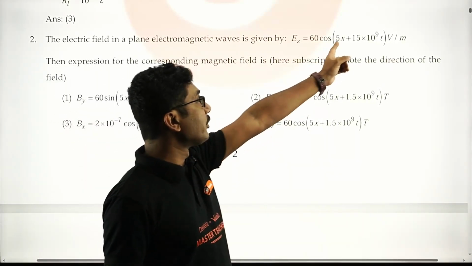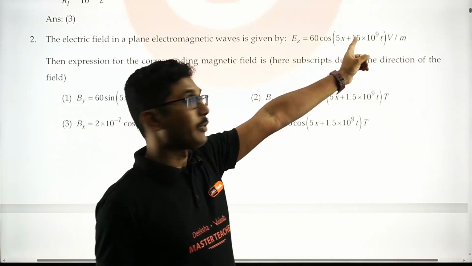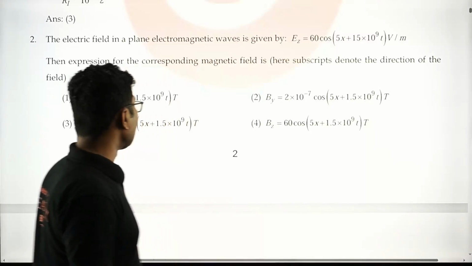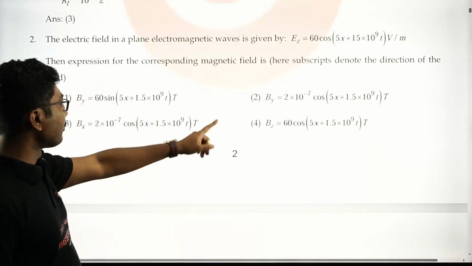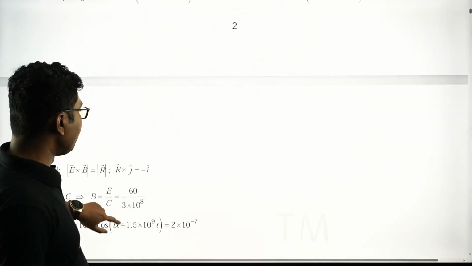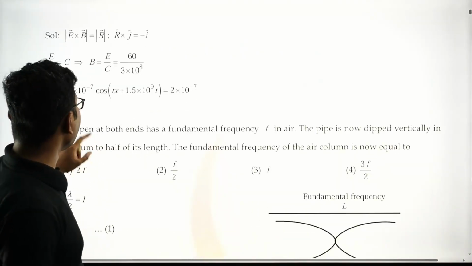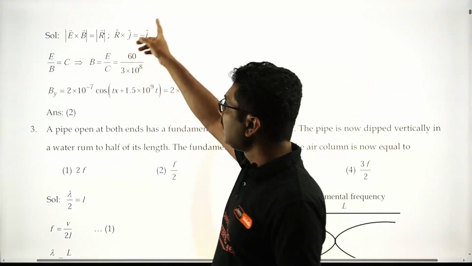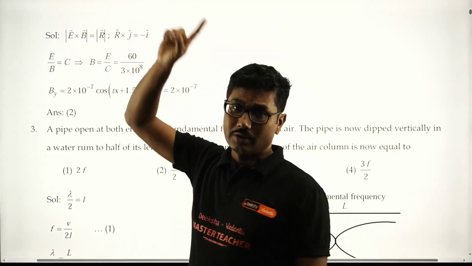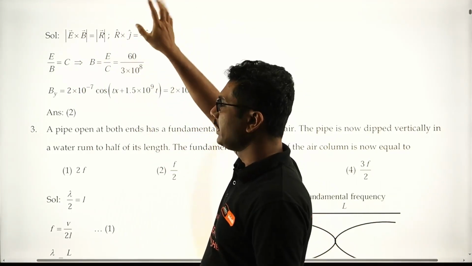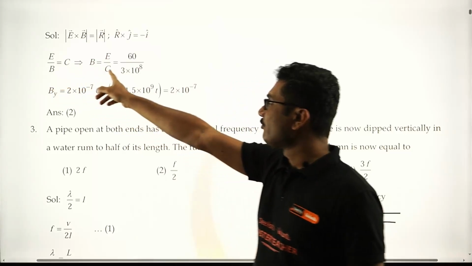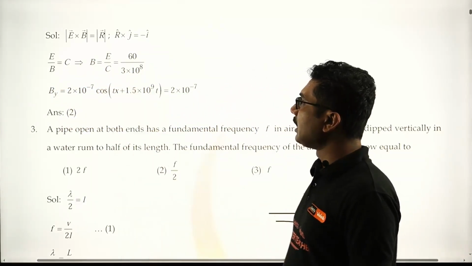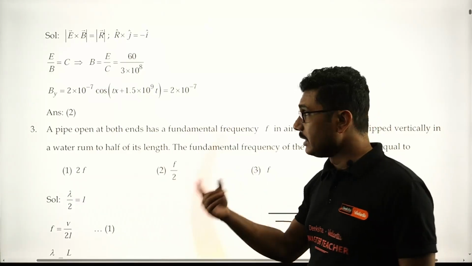First of all, you have to look into the expression. The wave is propagating along the x direction, right? So B must be along the y direction. So out of option 1 and option 2, one of them will be correct. You just need to find that E cross B gives you the direction of propagation. E by B is basically c. From there you can calculate the magnitude, and as I said, it is along the y direction.